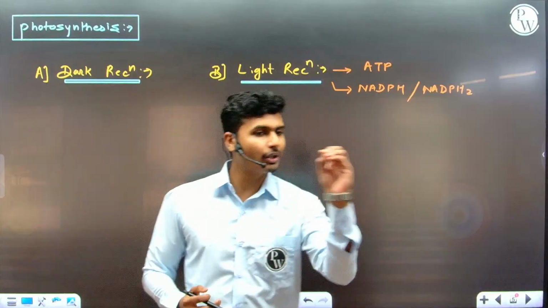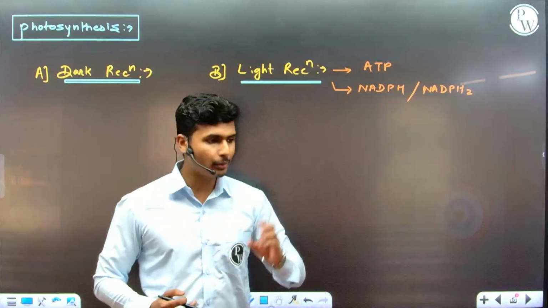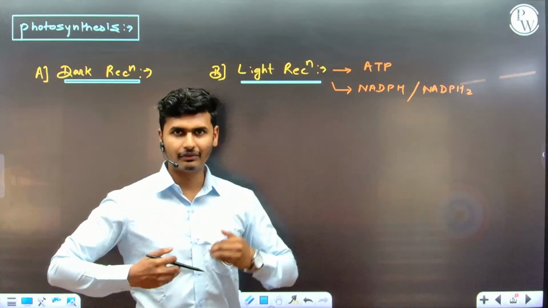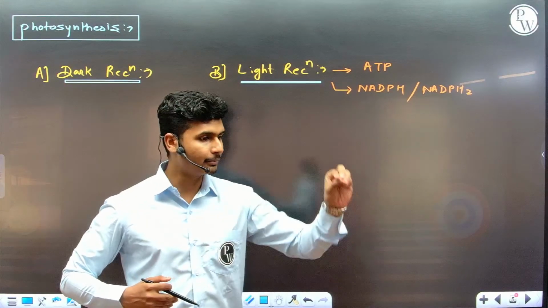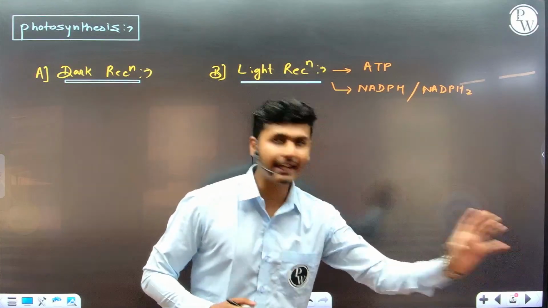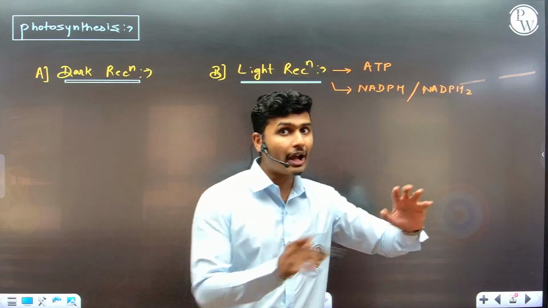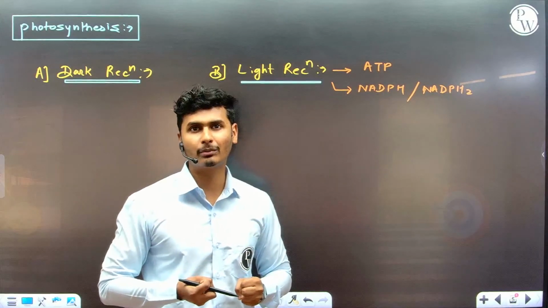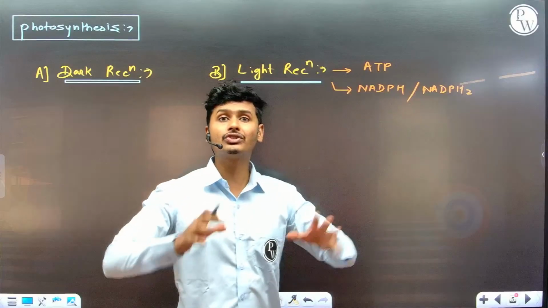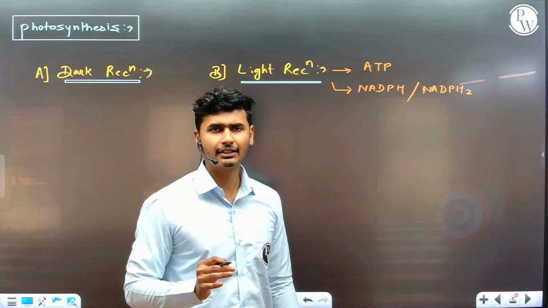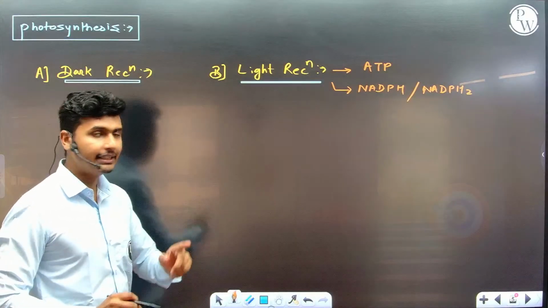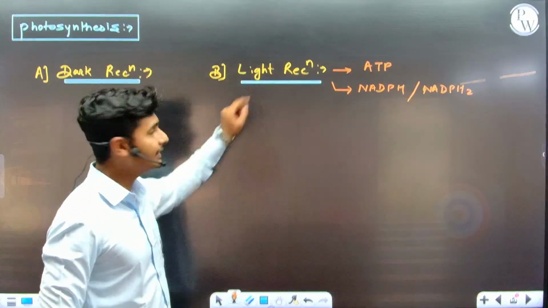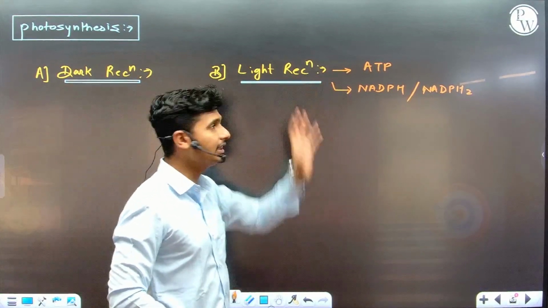If I donate this molecule to any substance, consider a person named X. I am NADPH2 and I am giving this H2 molecule to person X, then what is going to happen to person X? It gets reduced because of acceptance of the H2 molecule. So NADPH2 is a reducing power. So for the dark reaction of photosynthesis, we need ATP and NADPH2, and this ATP and NADPH2 is formed in the light reaction.